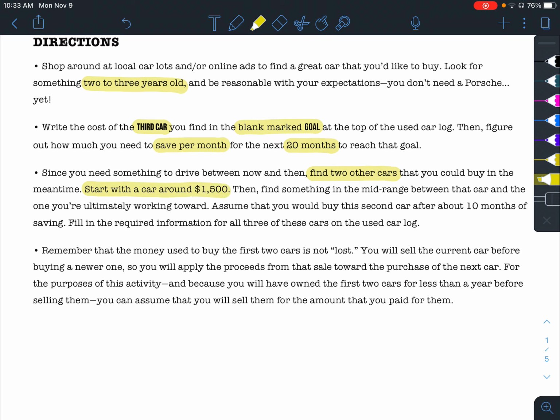Again, not a requirement. It doesn't have to be exactly $1,500, but realistically, if you haven't started saving for a car yet, or you don't have guardians who are going to pay for one for you, but you're on your own, chances are the majority of you don't have thousands of dollars saved towards a car. If you do, bravo. But I'm going to ask that you look for a car that's around $1,500. So if it's a little bit lower, that's fine. If it's a little bit higher, that's fine. But that will be the first car we use.